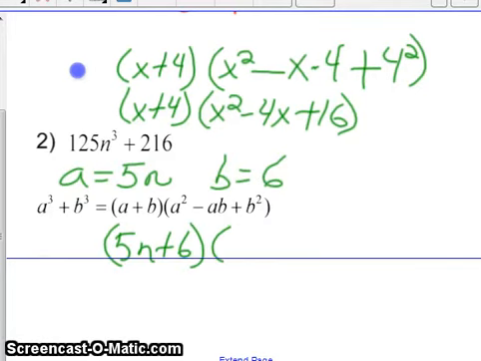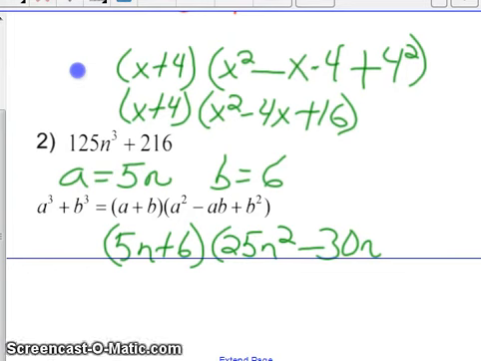And then the second parentheses is A squared. So I'm going to square 5n. So 5n squared is 25n squared. Minus. And then I've got A times B. So that's 5n times 6. That would make 30n. And then I've got B squared, which is 6 squared. So that's 36.